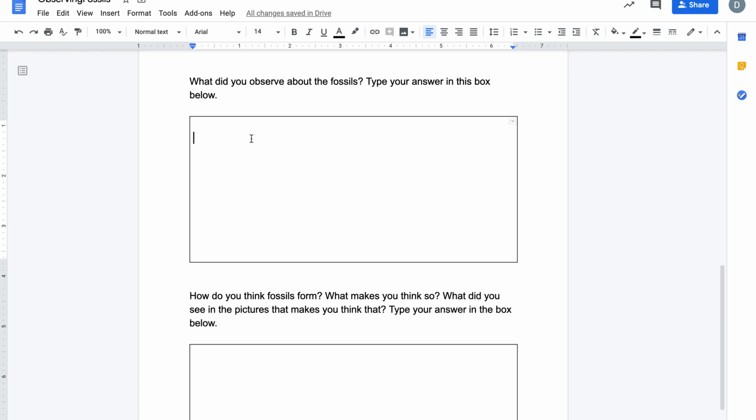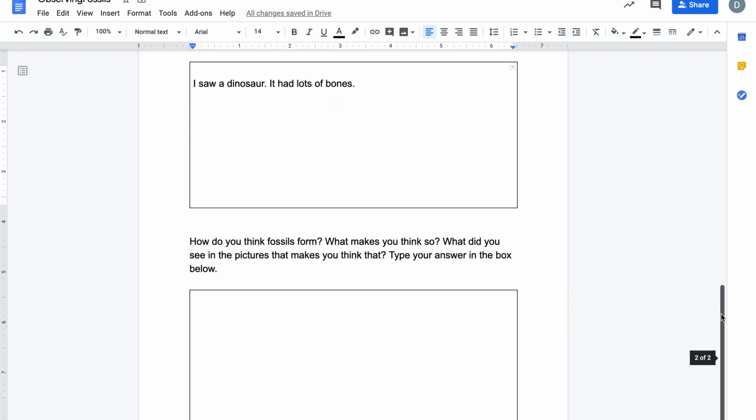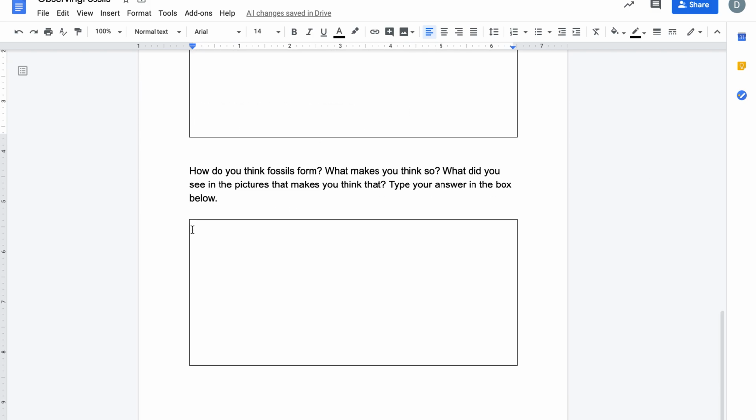So if you think, I noticed it was a dinosaur, you might want to type in, I saw a dinosaur. It had lots of bones. Those are my examples. I would like you to be more detailed than that, but whatever you notice. And then the second question is actually a few questions that are related. How do you think fossils form? What makes you think so? What did you see in the pictures that makes you think that?